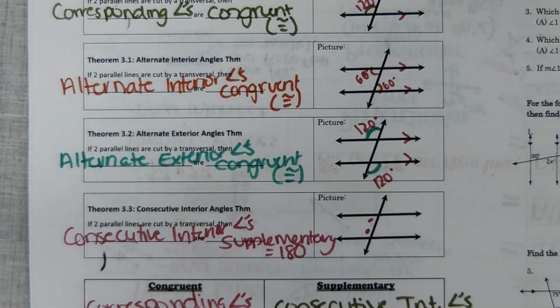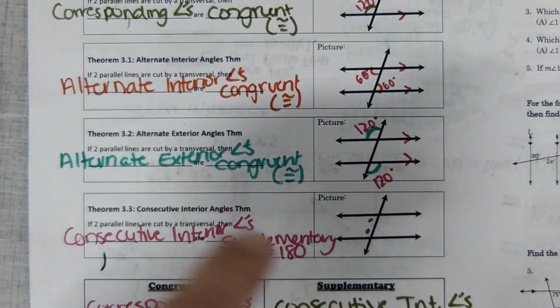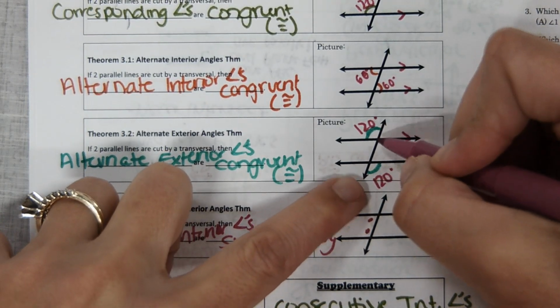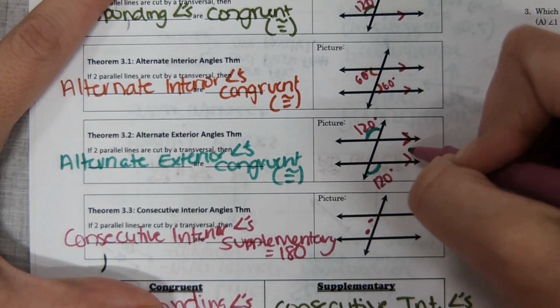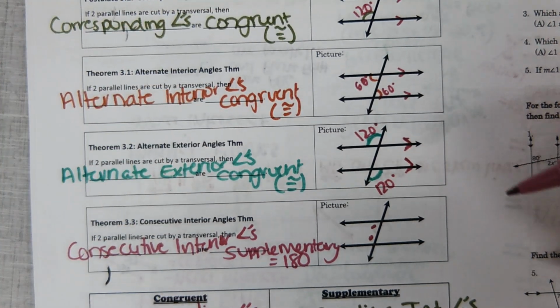The converse of this also works. So for example, if these are 120 degrees, if the alternate exterior angles are equal, then your lines are parallel, and you can prove lines parallel with it as well.